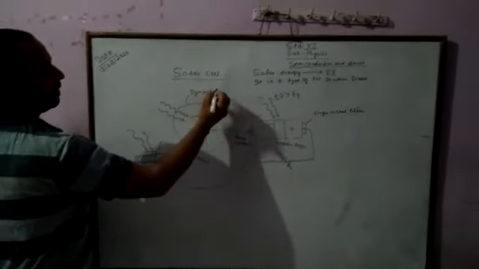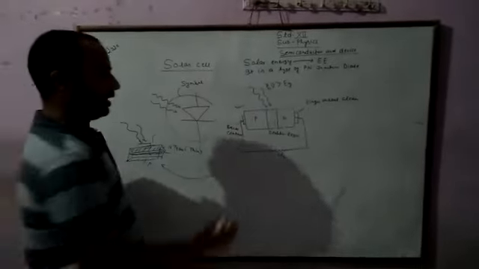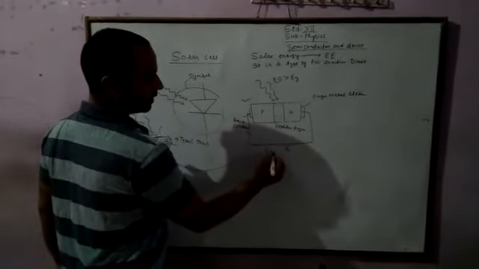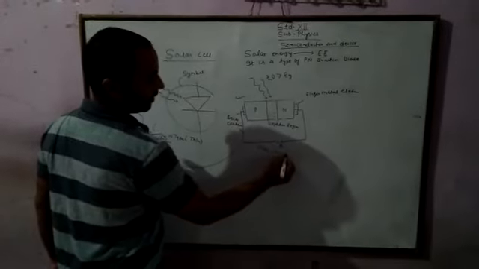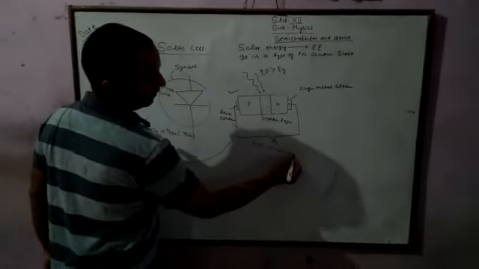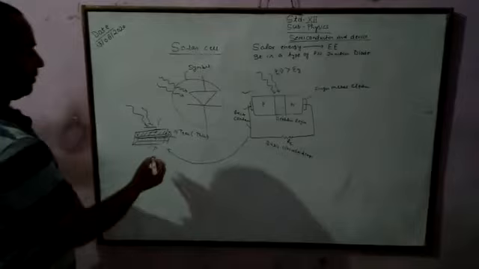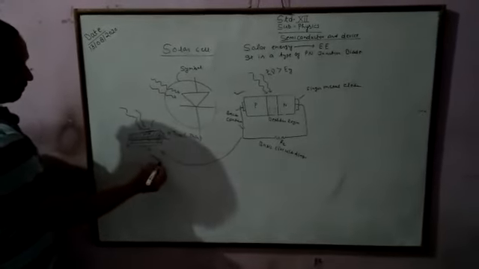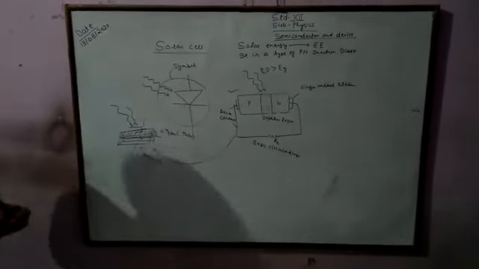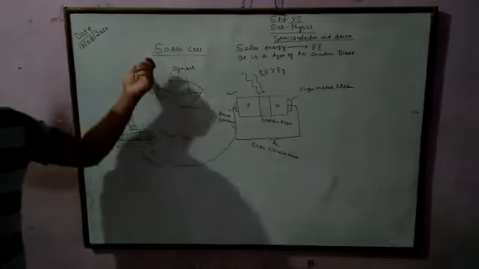This is the basic circuit diagram. This is the main construction. These are the important concepts of the solar cell, so we have to discuss it.